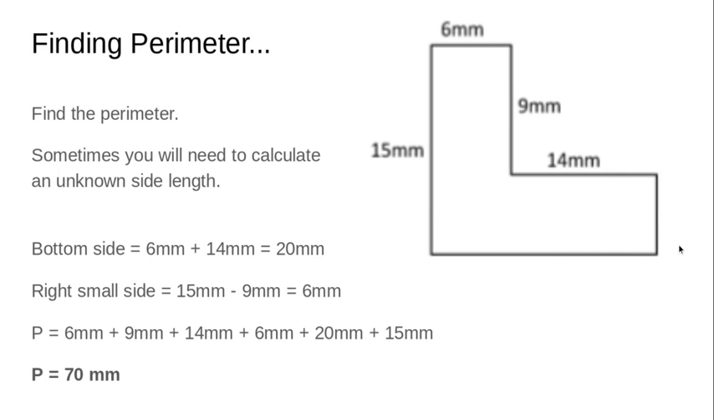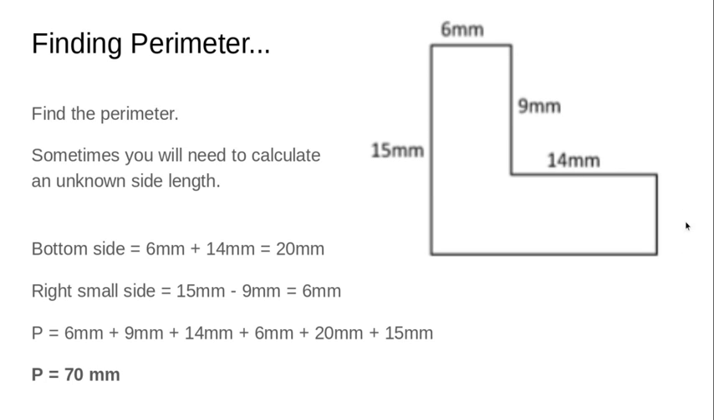So the bottom length here, we know the distance from this side to here is going to be 6, because we can see that right up here at the top. From the left side to that right side of the part that shoots up, we're looking at 6 millimeters. And then this portion right here, from this offshoot to the right side, is 14. So if we add together the 6 and the 14, we get 20 millimeters for this bottom portion.